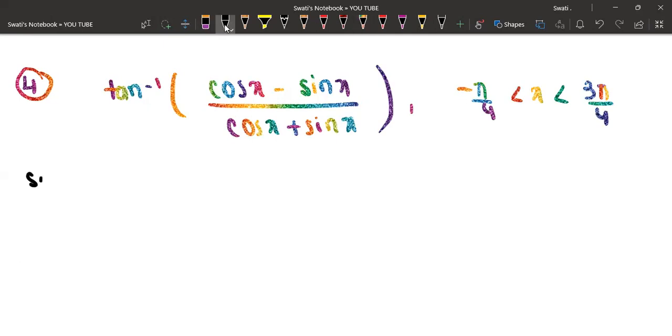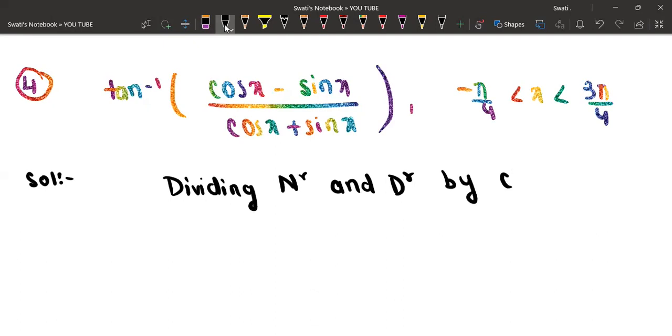Okay, so let's start with the solution. Here what I'm going to do is divide the numerator and denominator by cos x. There is an intention to do that, so you will understand why I am doing this.